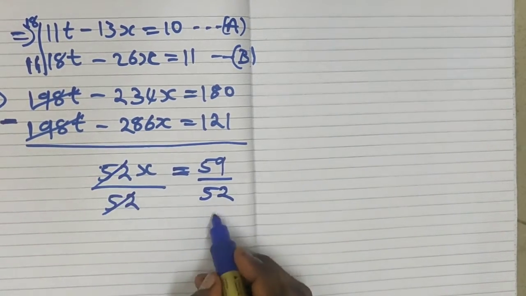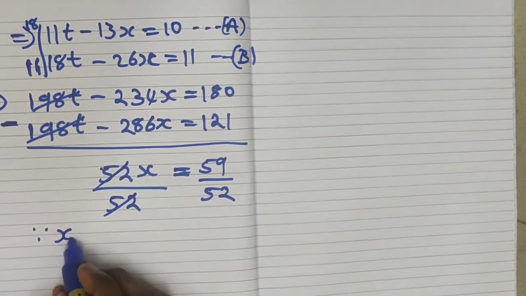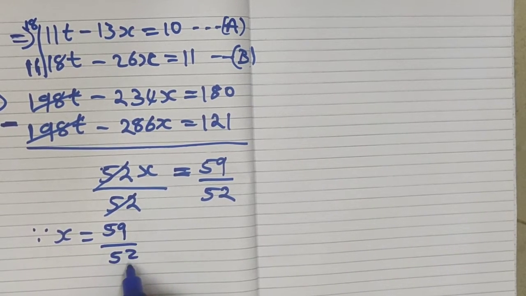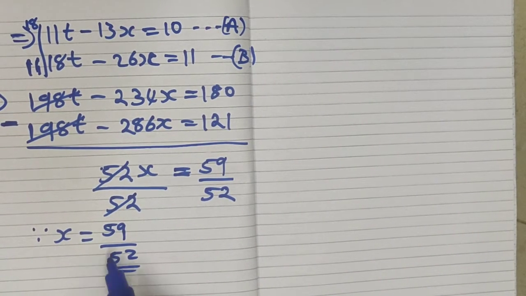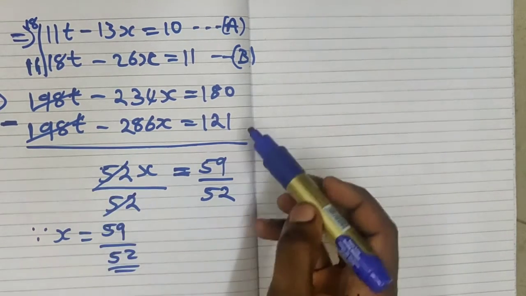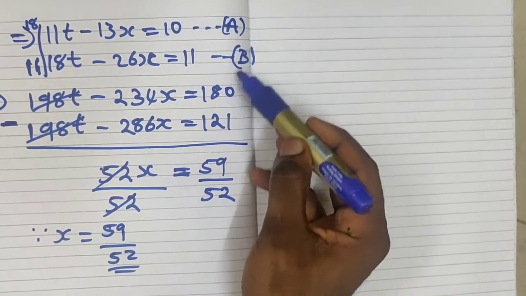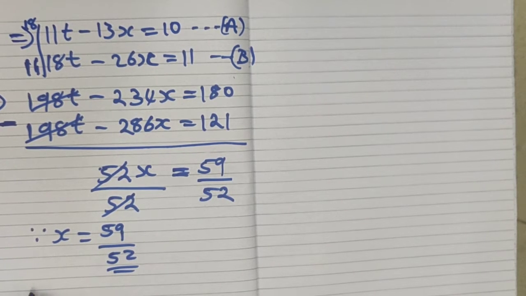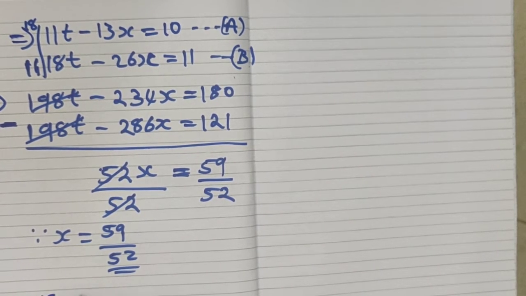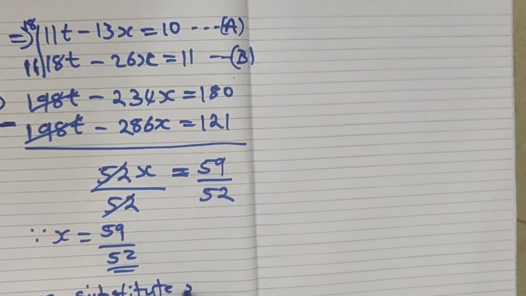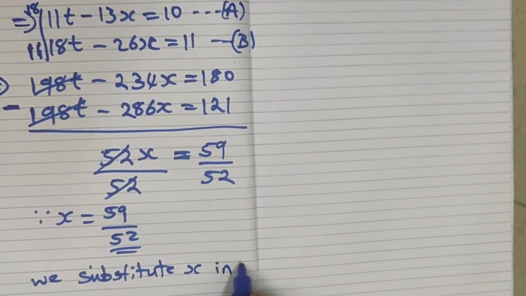This will cancel this. Our x is 59 on 52. So substituting x, if you substitute x in either of the equations, let's substitute x in A.